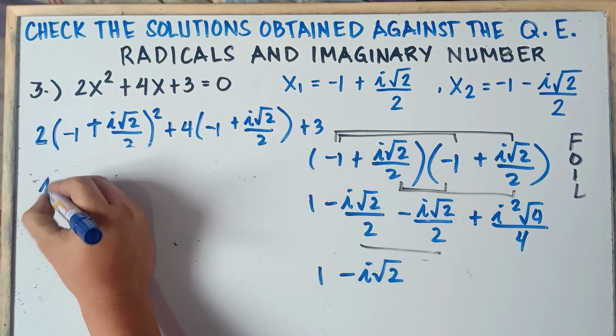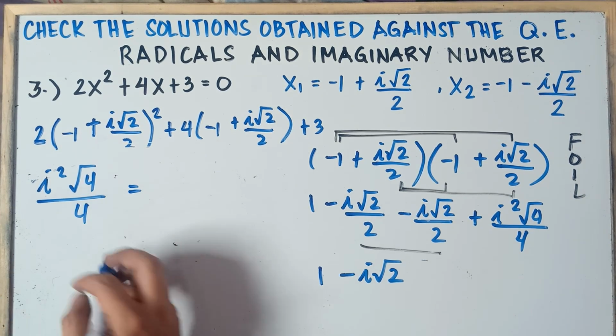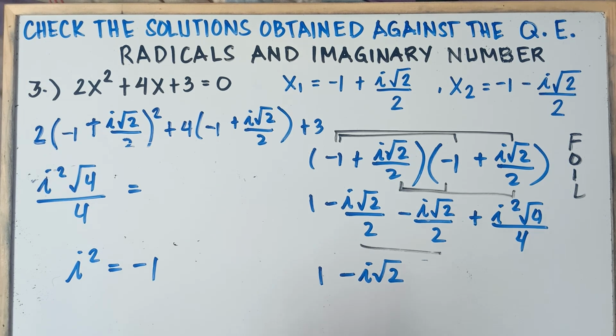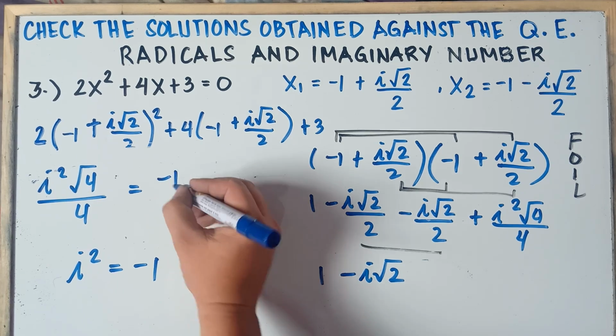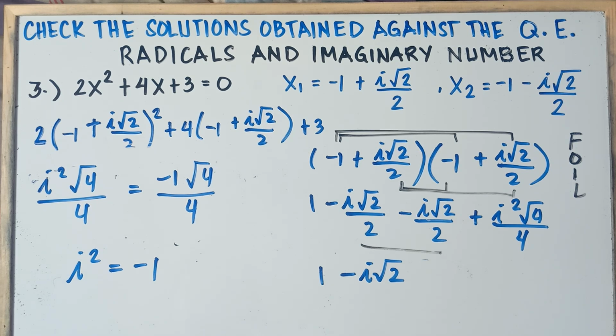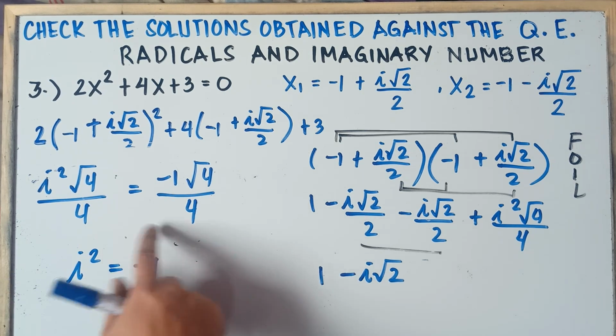Alright, this one, i squared square root of 4 over 4. Once again, class, i squared is equivalent to negative 1. Do not forget i squared. The equivalent for i squared, that's negative 1. So, we can write negative 1 and then copy square root of 4 over 4.